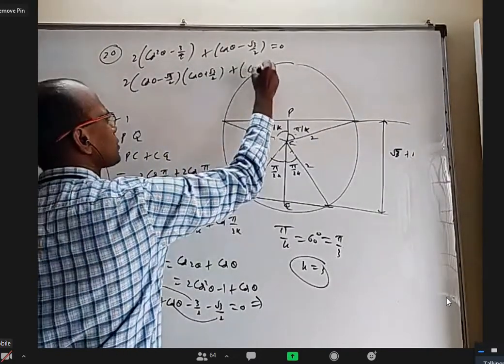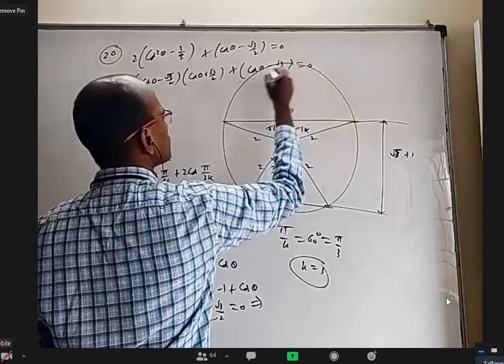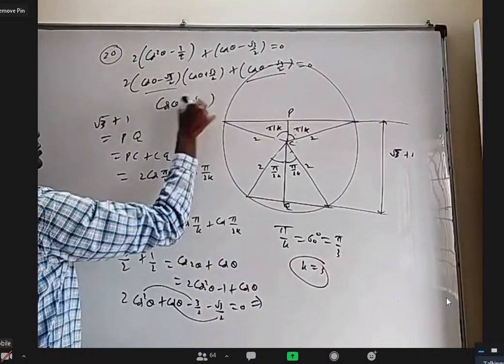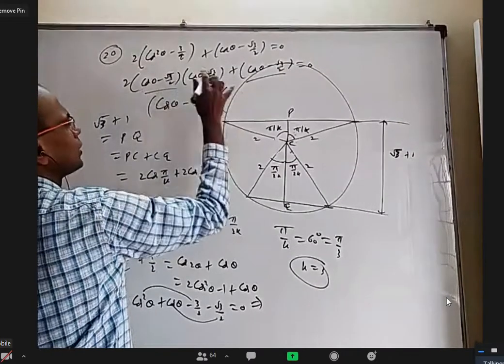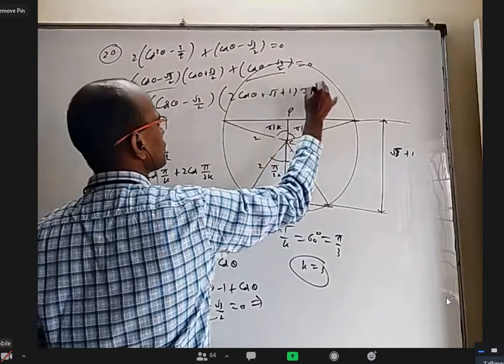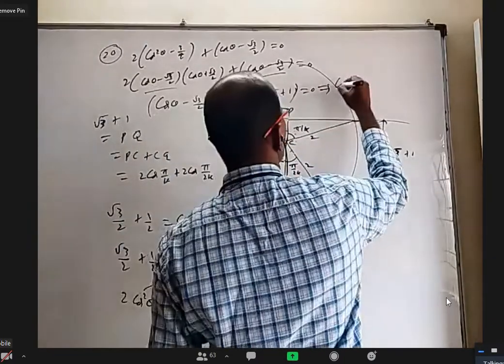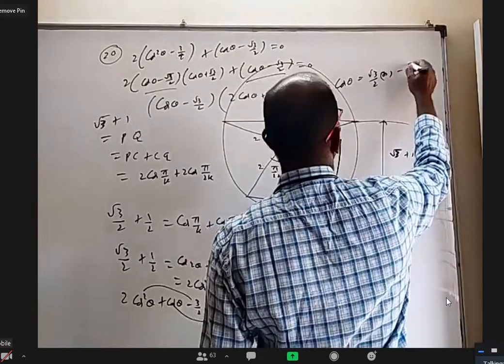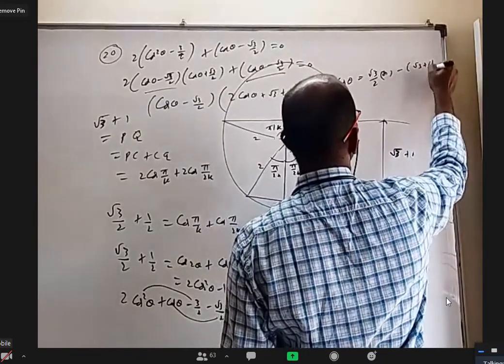Plus cos theta minus root 3 by 2. This and this are the same, take common. Cos theta minus root 3 by 2 into 2 cos theta plus root 3 plus 1 equal to 0. From this, you will get cos theta equal to root 3 by 2 or minus of root 3 plus 1 by 2.